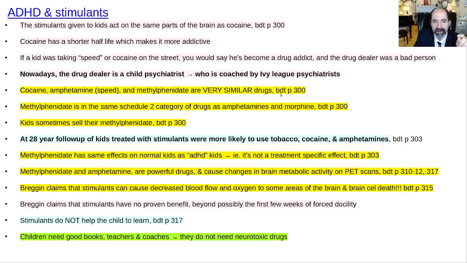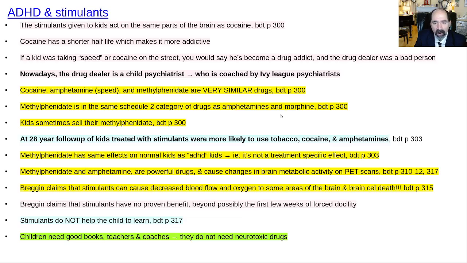I list the book right here, like BDT is Brain Disabling Treatments, and that's page 300. For other spots there are a few other books I'm going to reference, and I'll list the page numbers too. So anybody who wants to, let's say you have a family member or a kid and this is being talked about, you can look this stuff up real fast. Methylphenidate is in the same schedule of drugs, I mean the same category of drugs, as amphetamines and morphine, okay?